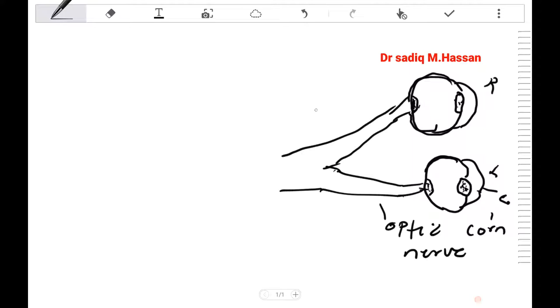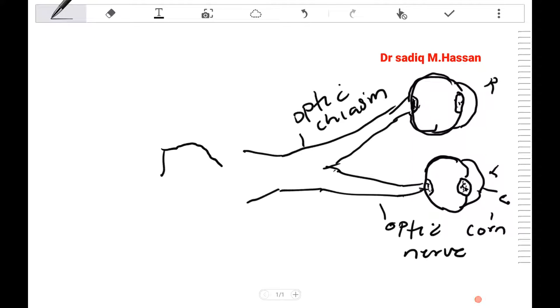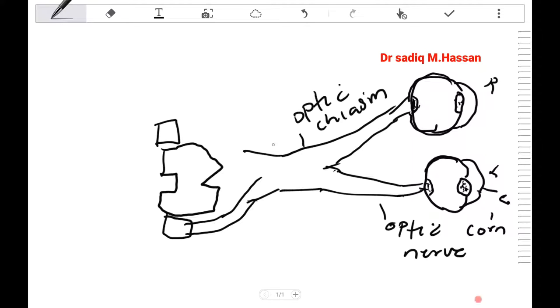So this is the optic chiasm. I mean, only to understand the structure, that's what I mean. So let us draw this is the midbrain, for example. And this is the lateral geniculate body. So this goes into the lateral geniculate body. This goes also, this is the lateral geniculate body also.